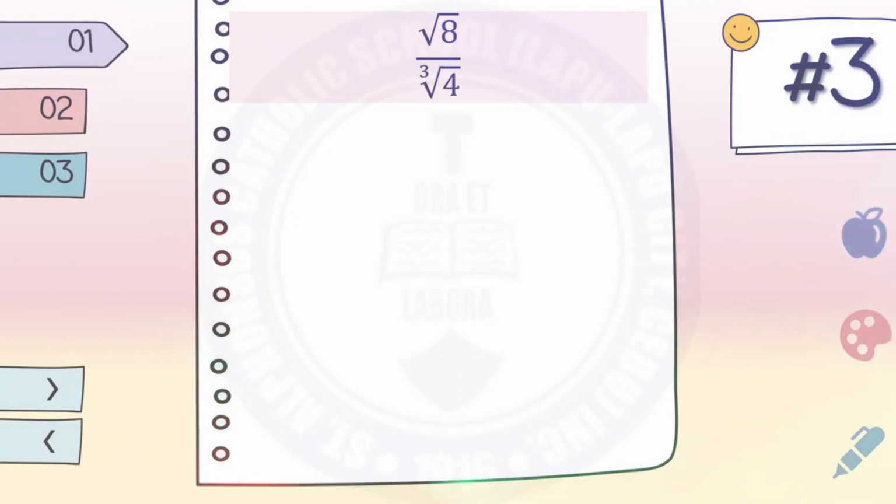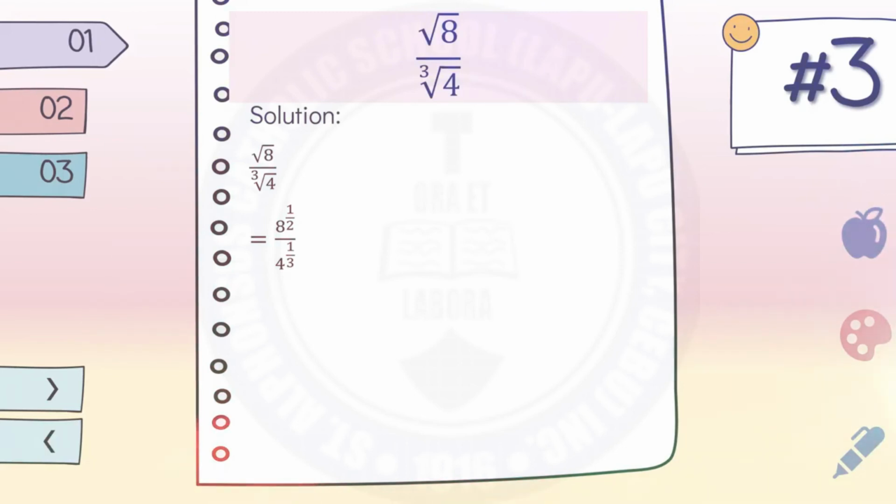Number 3. Square root of 8 all over cube root of 4. Since you cannot divide these radicals instantly, since the radicals are not sharing a common index, you need to express each term into an expression with rational exponents. Then simplify if possible. So in this case, you need to express square root of 8 into an expression with rational exponent, and that would be 8 raised to 1/2. On the other hand, cube root of 4 is 4 raised to 1/3.